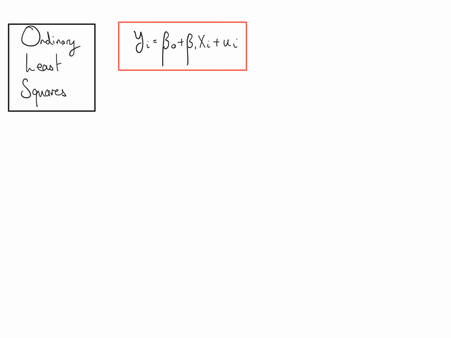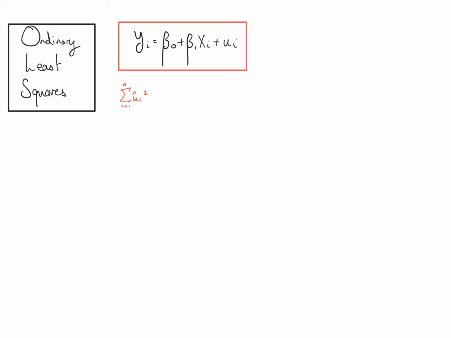In econometrics, we are interested in estimating relationships between economic variables. So we might have a dependent variable y and an explanatory variable x. And in order to construct our estimators, we minimize the sum of squares of the estimated residuals.